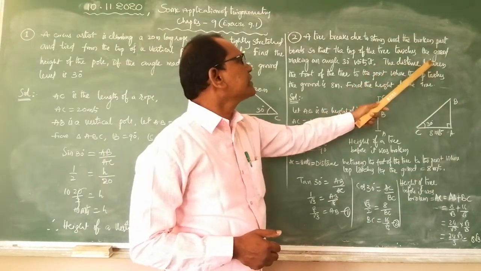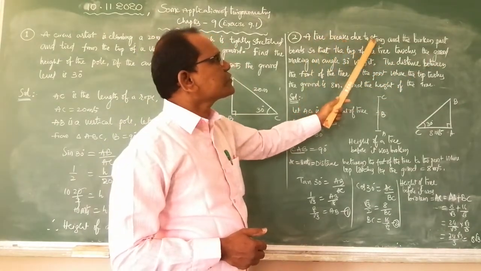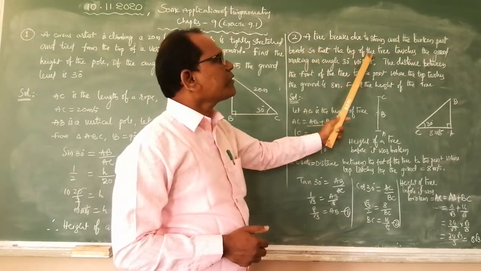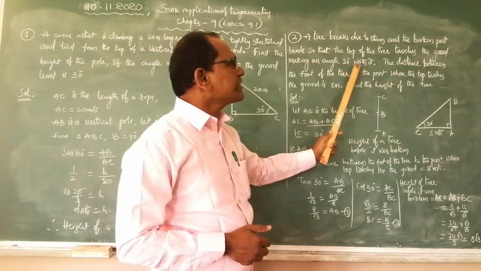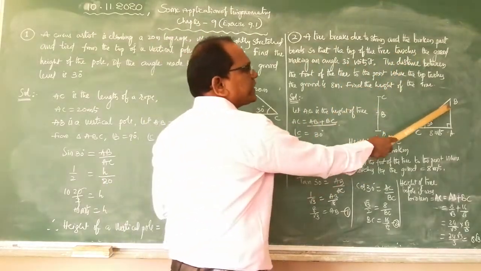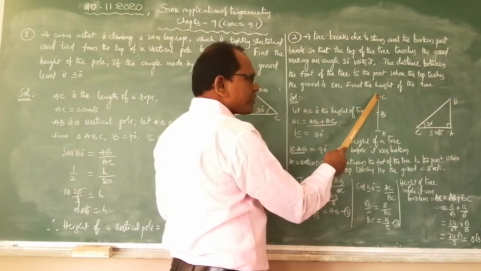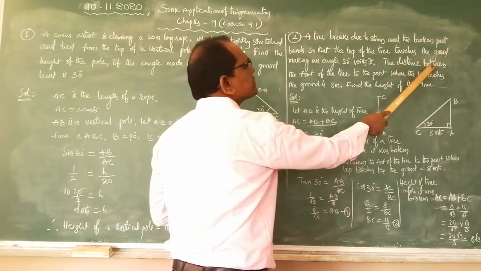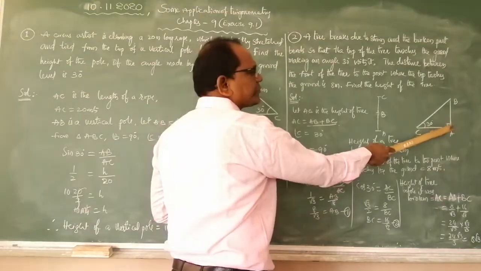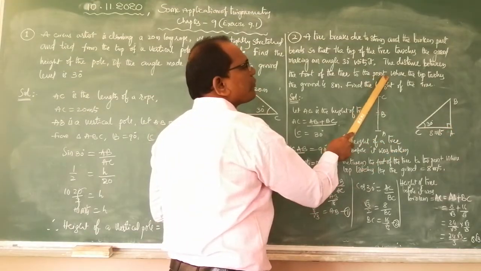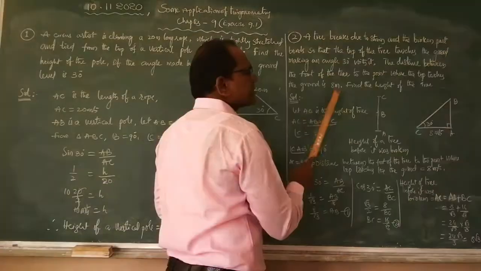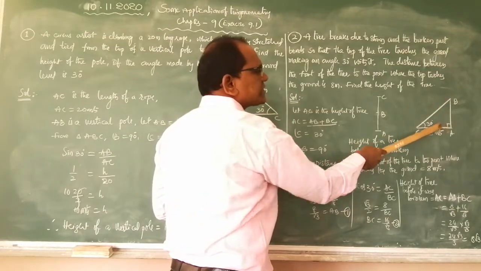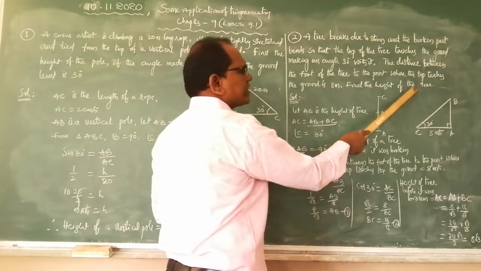The problem states that a tree breaks due to a storm and the broken part bends so that the top of the tree touches the ground, making an angle of 30 degrees with it. The tree bends at point B, and the top touches the ground making an angle of 30 degrees. The distance between the foot of the tree, A, and the point where the top touches the ground is 8 meters. Find the height of the tree.